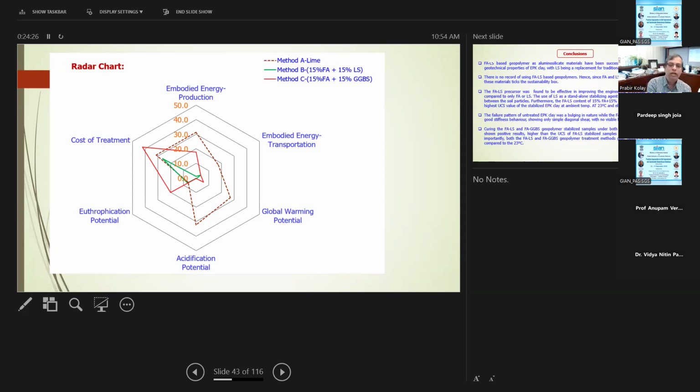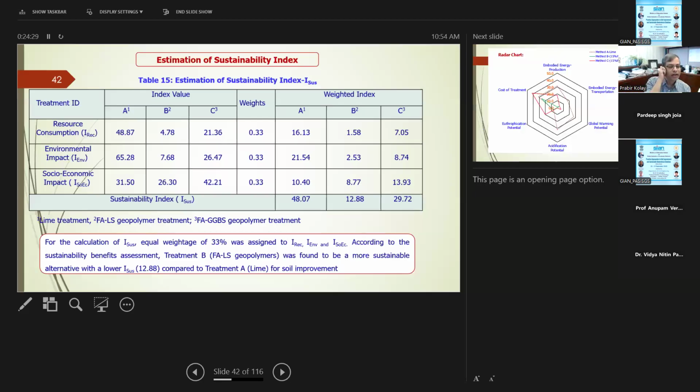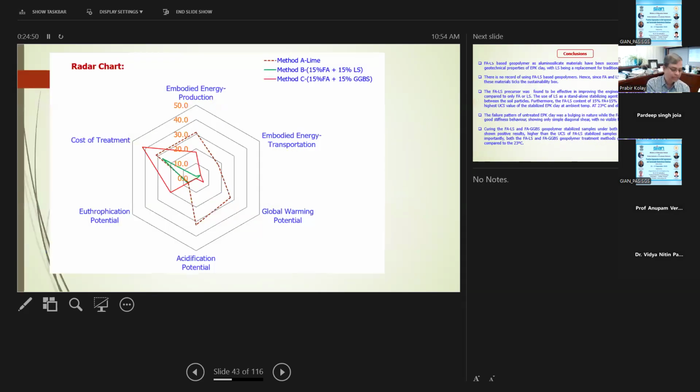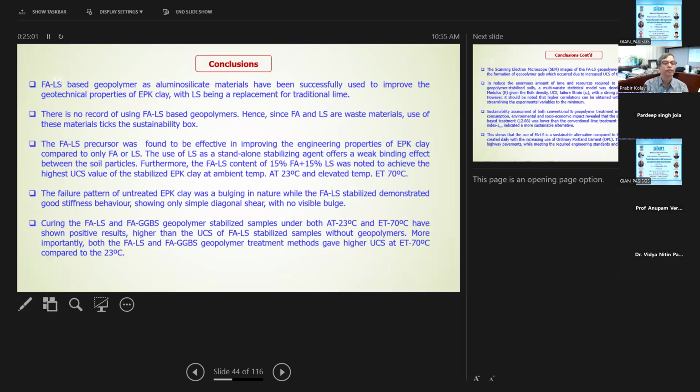Okay. So again, you need to calculate all these weighted indices. We can use the data from the sources, as I mentioned, and you can calculate all these different indices: the resource consumption, environmental impact, and socio-economic impact. And finally, you get a graph like this. From there, you have an idea what type of stabilizer is most suitable from the sustainability point of view.